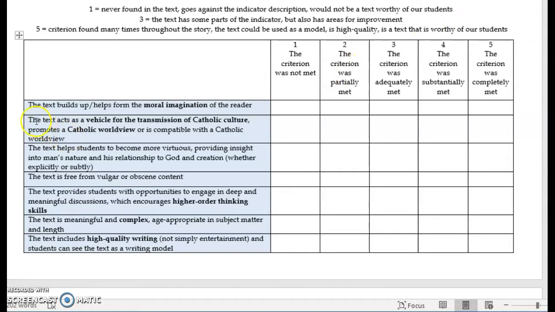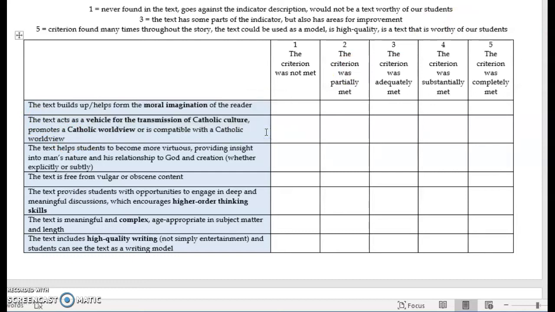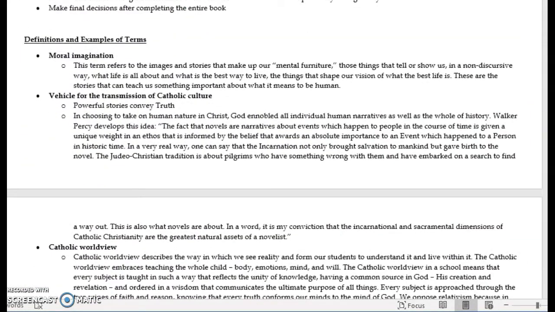The next one is the text acts as a vehicle for the transmission of Catholic culture, promotes a Catholic worldview, or is compatible with a Catholic worldview. So again, for this indicator, for more examples, you can look here for definitions and examples of terms. Vehicle for the transmission of Catholic culture. We are looking for powerful stories which convey truth.